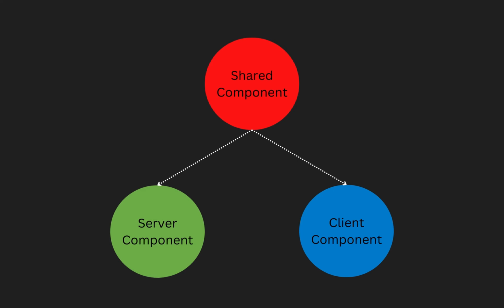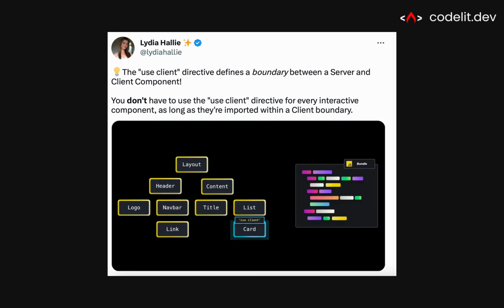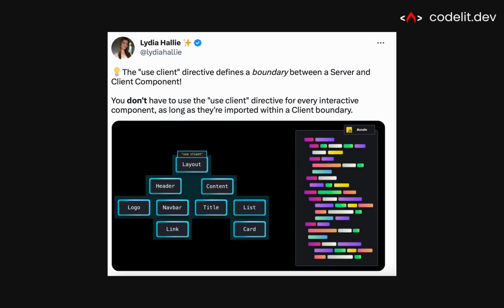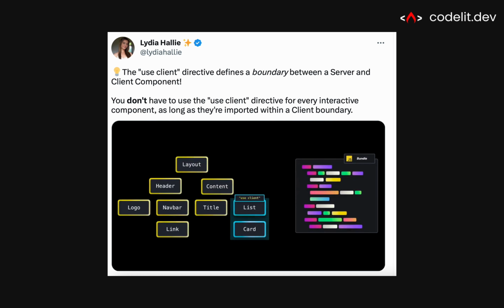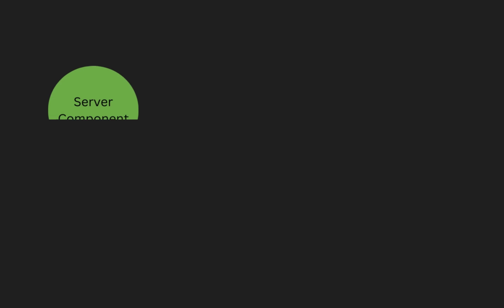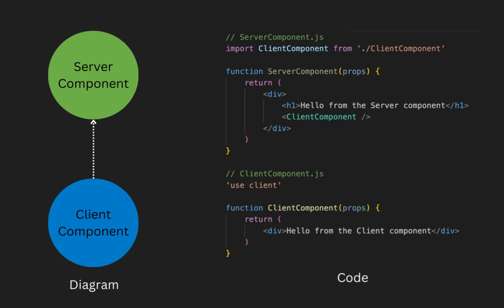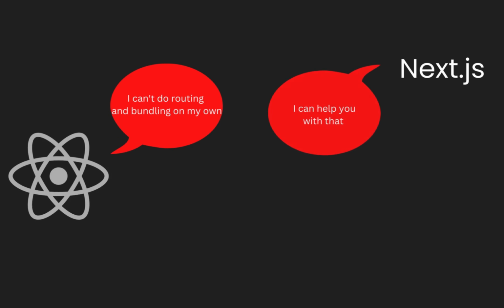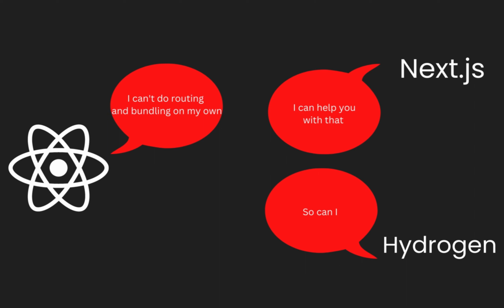If you want to make a component a client component, you need to slap useClient at the top of that component's file. Now that we understand the new architecture, let's see how a simple app like this, where we have a root server component and a child client component, is rendered. React server components right now do not work out of the box on their own and require assistance from a framework like Next.js and Hydrogen for routing and bundling.